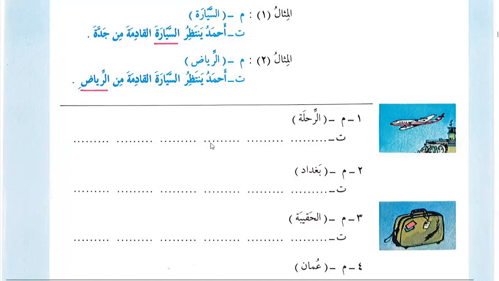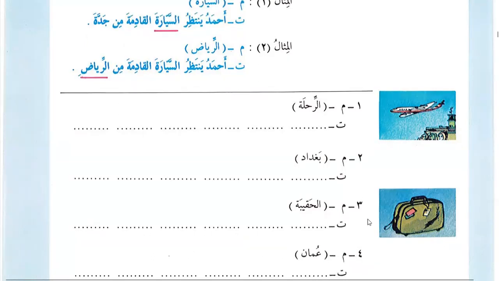Ahmadu yantaziru rehlata al-qadima minar Riyadh. Ahmad is waiting for the trip coming from Riyadh. I am not sure about this one. Okay, next. Ahmadu yantaziru. Can I use the same word or sayara? You better use sayara. Ahmadu yantaziru sayara al-qadima min Baghdad.